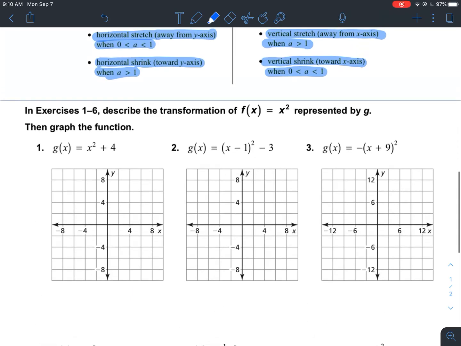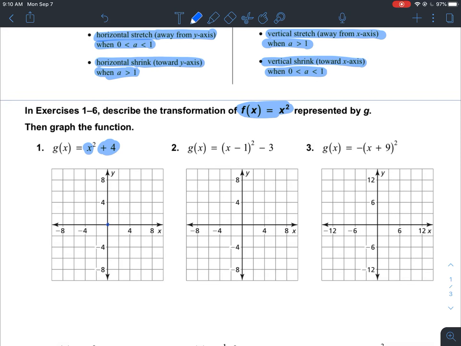So I just have some examples to go over here. So let's go over this first one. So first it says to describe the transformations of f of x equals x squared represented by g of x. Okay, so this is g of x, and we want to know how this is different from the parent function f of x equals x squared. Okay, so we can see here that we're adding 4. So that means it's a vertical shift if we're adding 4 and it's not inside our x value right here like it is on number 2, but we'll get to that one. So that means we're moving f of x up 4 units.